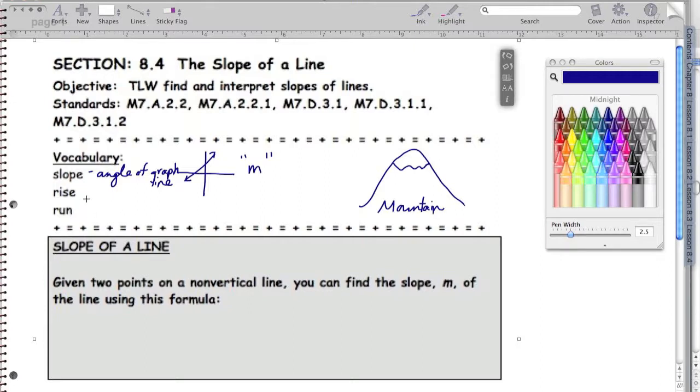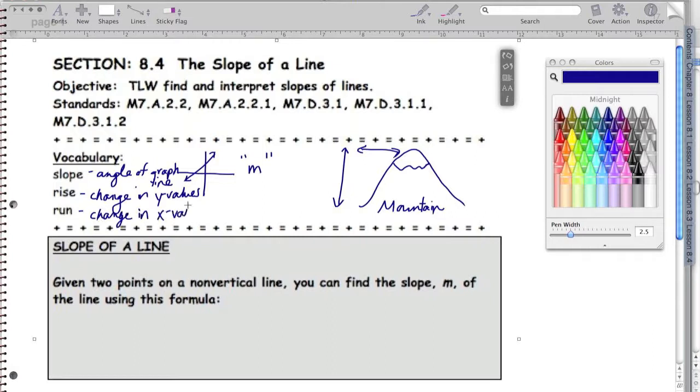Now we have two other terms, rise, which is really the distance up and down. So this is really going to be our change in y values. And I'm going to address a lot of this more as we go, but right now we're just getting the terms written down. And run is going across, so it's going to be our distance across. This is going to be the change in x values.